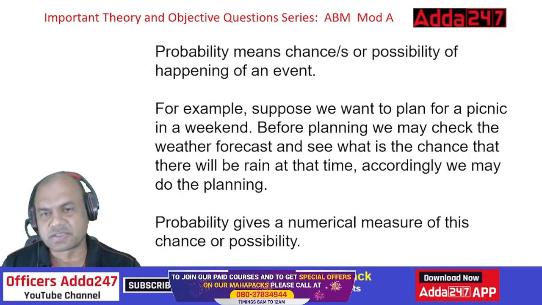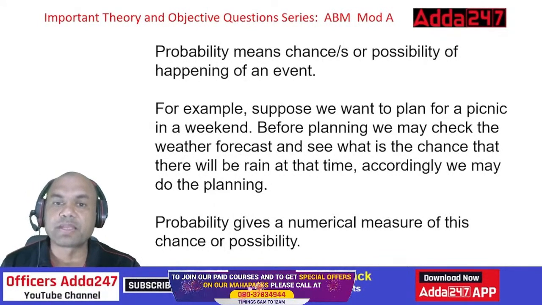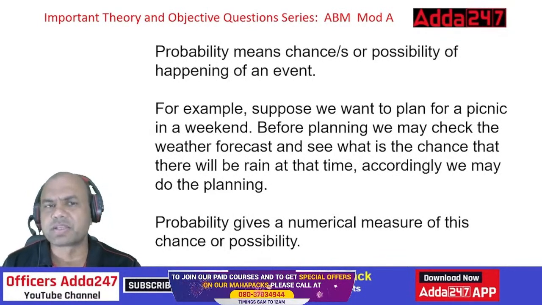Probability means chances, either a single chance or chances. Here it's chance, oblique s, means chance or chances, or the possibility of an event happening. So that is probability.